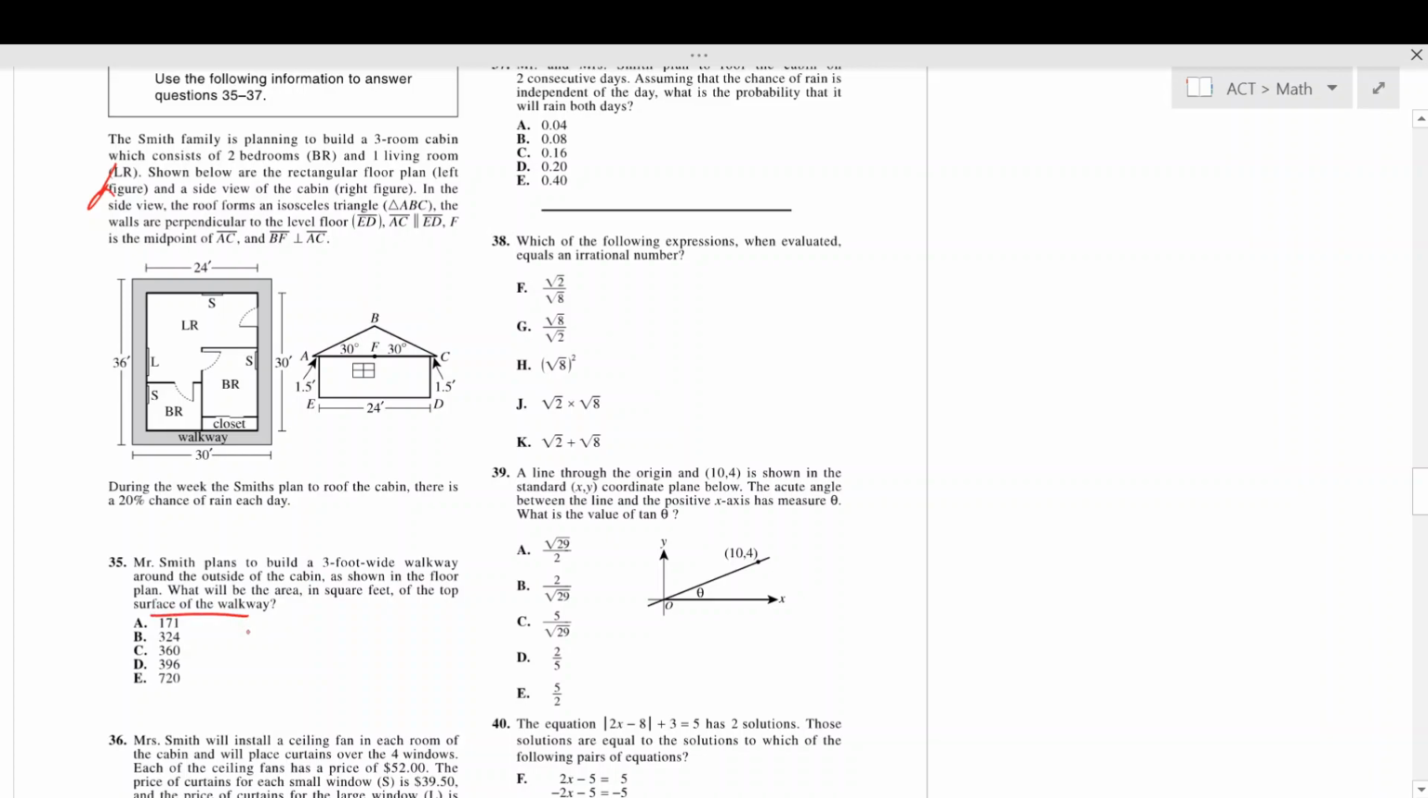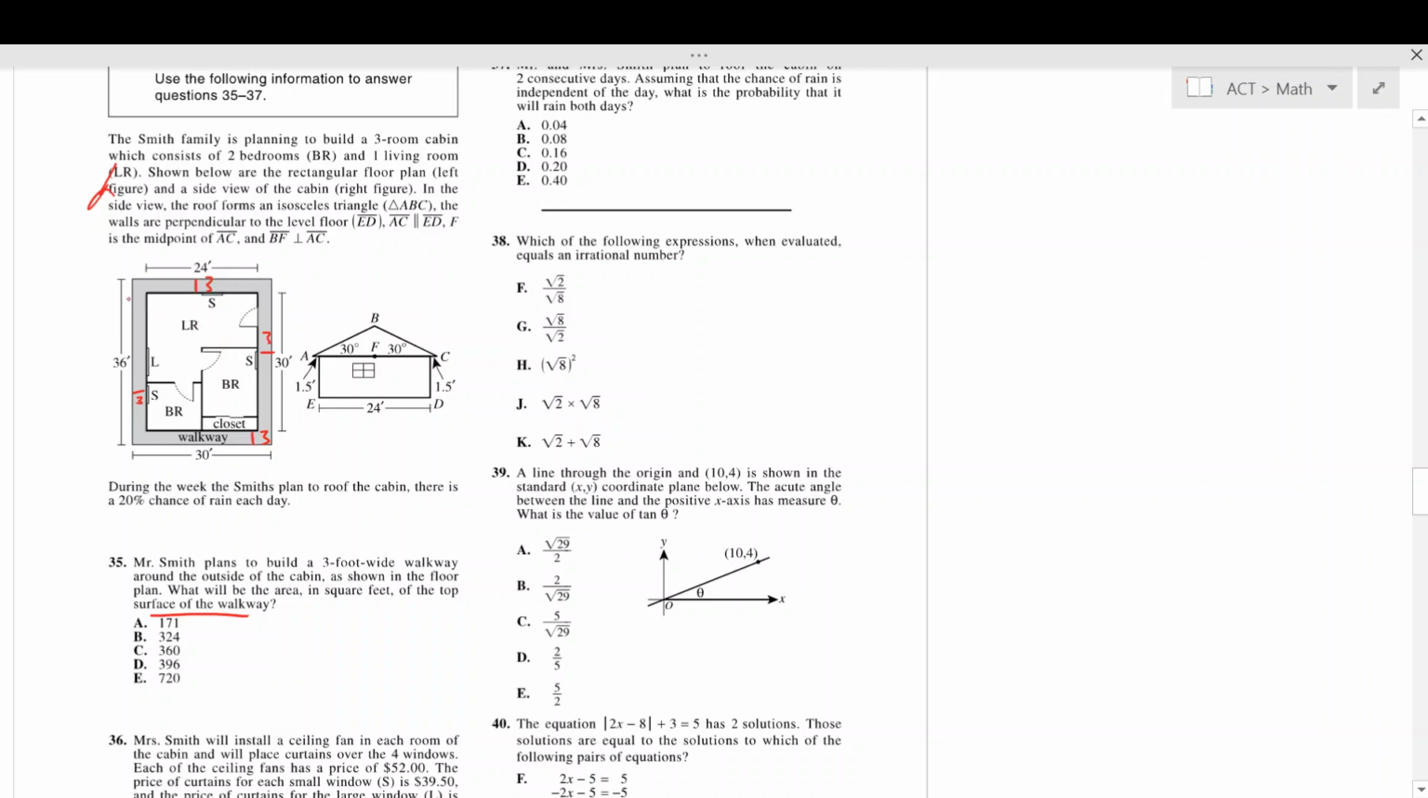So we're finding this area of the walkway. So here's the walkway, and we're given that it's 3 feet wide, so 3, 3, 3, etc. And first last side, that's also 3. We want the area of the walkway. So if we're given this, we want to find the area of the shaded area, right? That's the area of the walkway.